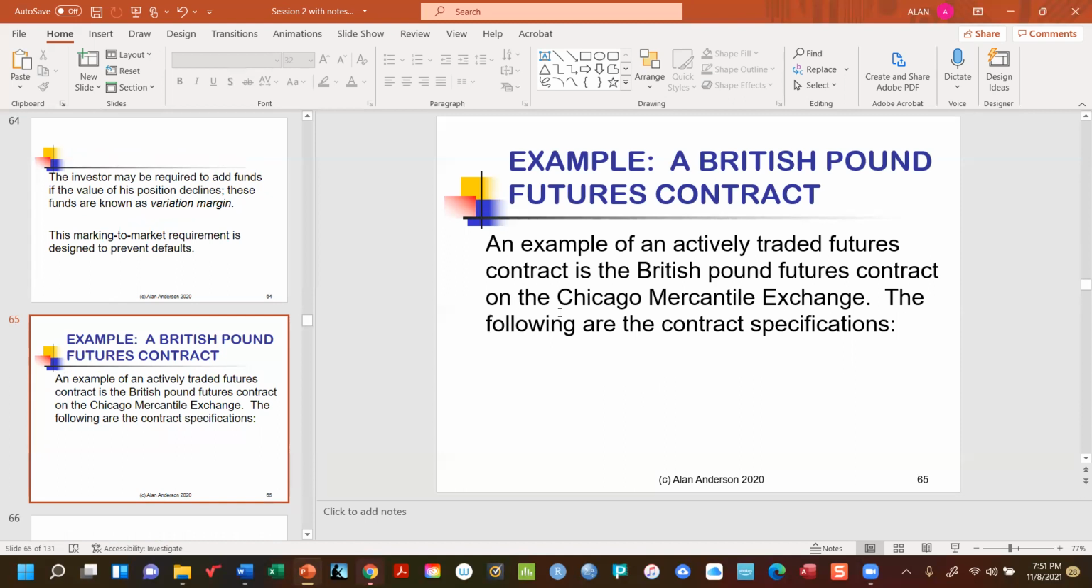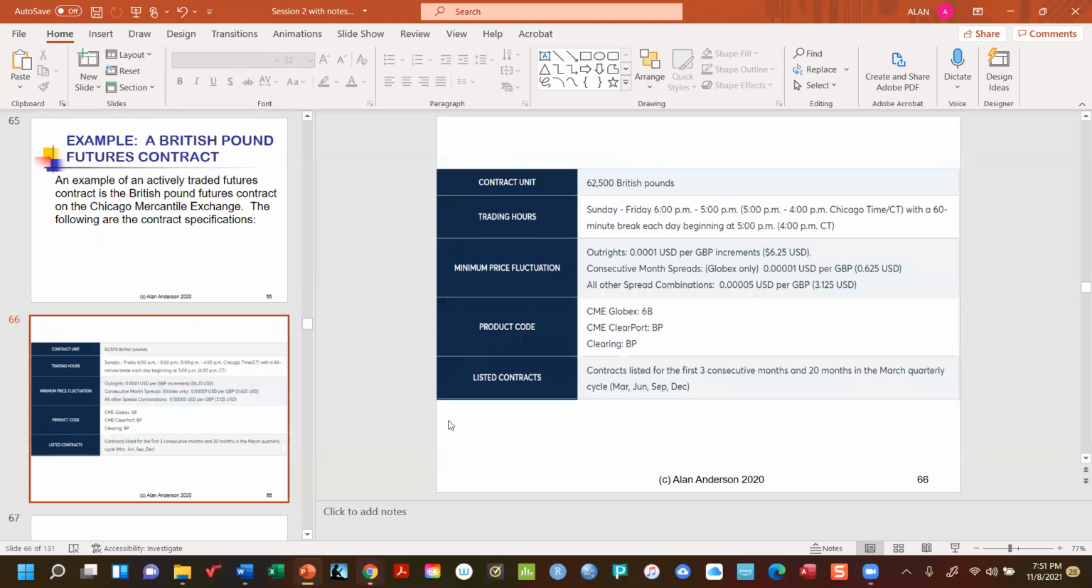So here we go. Here's a British pound futures contract that trades on the Chicago Mercantile Exchange. I think we looked this up last time, but these are the actual terms and conditions or specifications. And so you can see up here on the top, a single contract controls 62,500 British pounds. Now, where in the world they came up with that number, I honestly don't know.